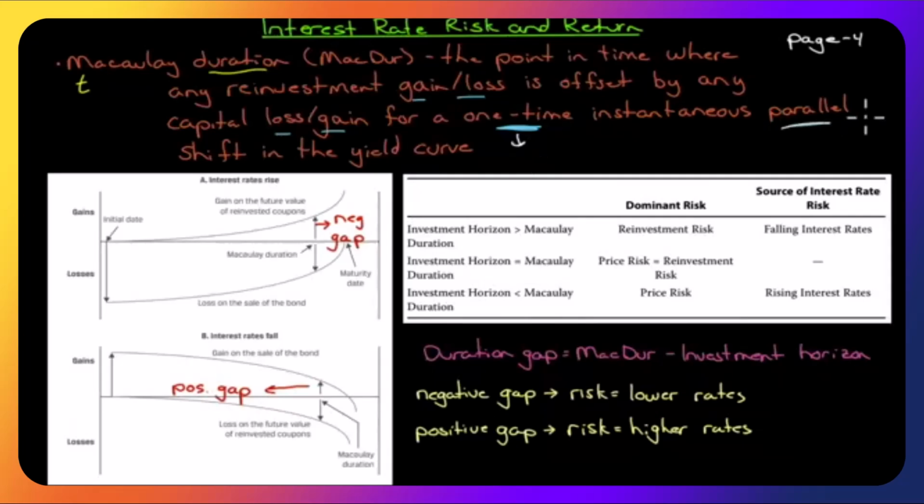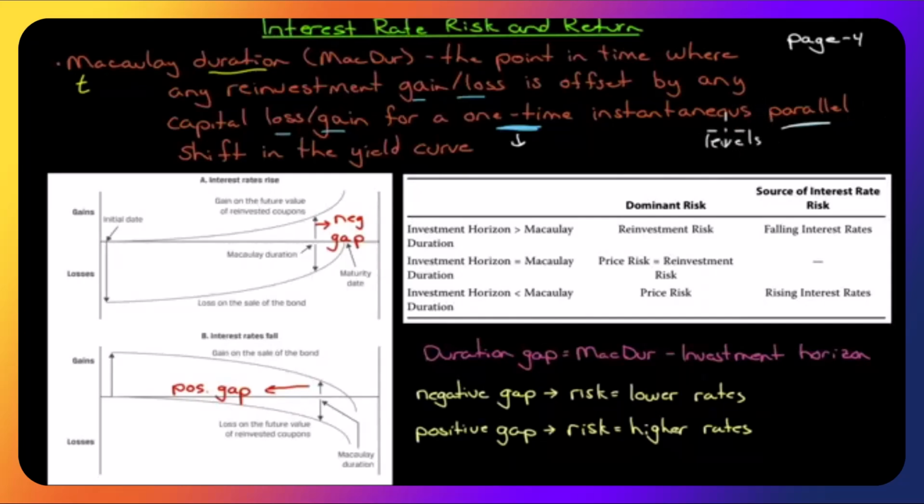Now why is it parallel? Remember, we discount each of the bond's cash flows at a spot rate to come up with a present value. Well, if all those spot rates don't change by the same number of basis points, then we will get different present values for the bond. So that's why we assume a parallel shift in the yield curve, because all we're interested in are levels.